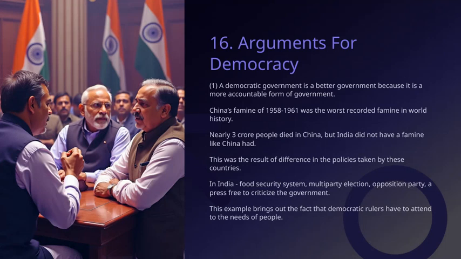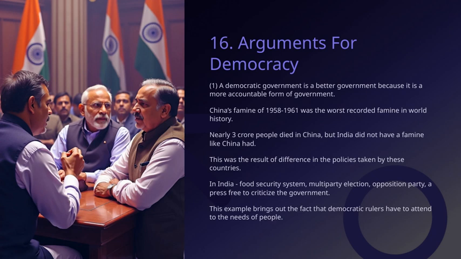Let's talk about some arguments in favor of democracy. One of the main reasons is that a democratic government tends to be a better government because it is more accountable to its people. When people have the power to vote and voice their opinions, leaders are more likely to serve the needs of the citizens.